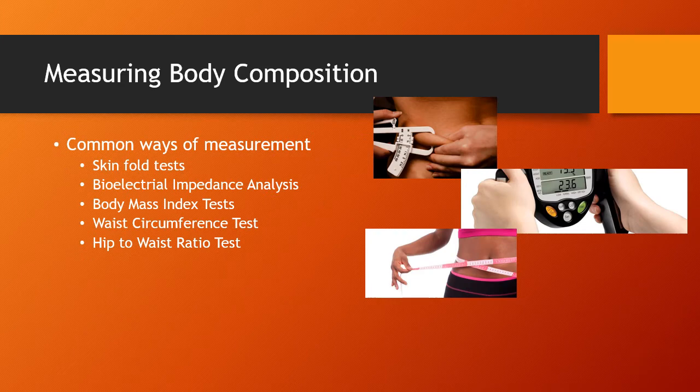In order to understand our body composition a little bit further, we also have to understand that there's certain measurements that go along with it as well. And some common ways of measuring our overall body composition is to do something called a skin fold test, a bioelectrical impedance analysis, body mass index tests, waist circumference tests, and then hip to waist ratio tests. We're going to focus on the tests that are relatively easily administered.